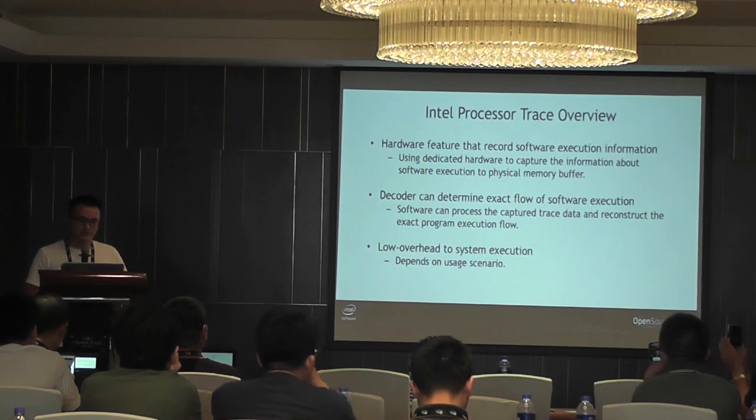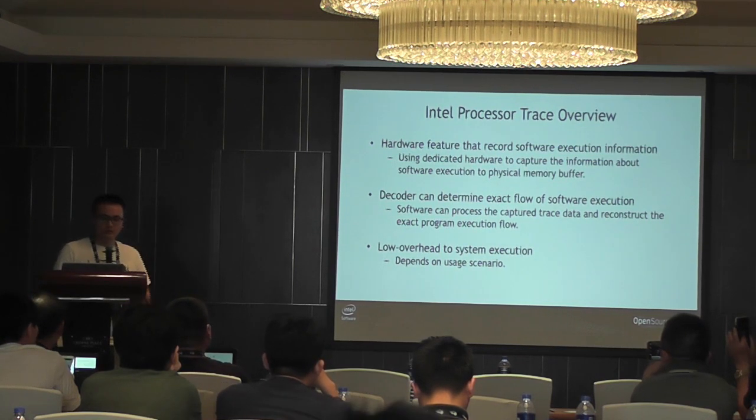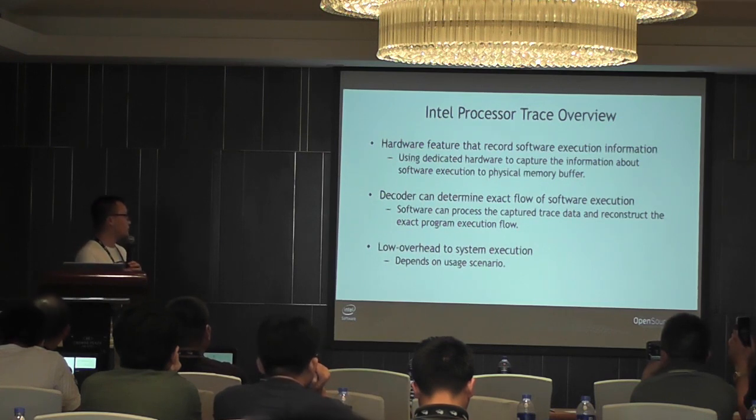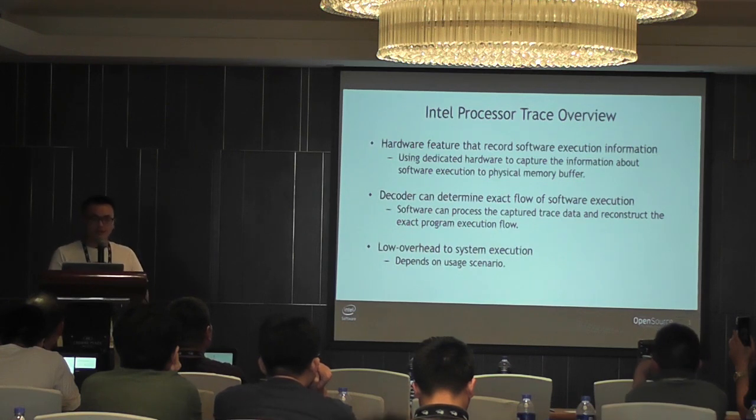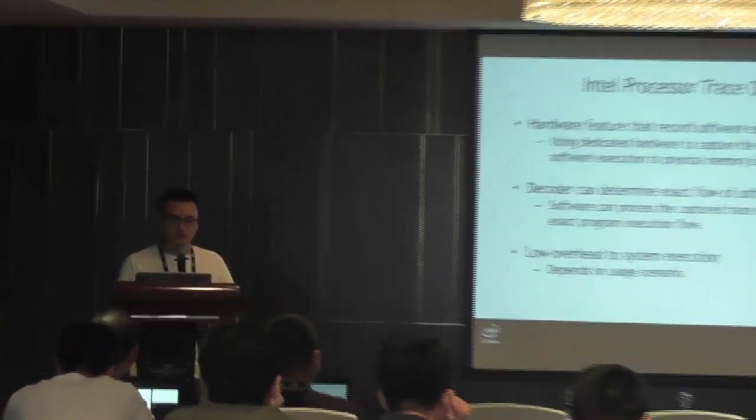This page is the Intel Processor Trace overview. Intel Processor Trace is a hardware feature that records software execution information. It uses dedicated hardware to capture information about the software execution to a physical memory buffer. And the next step, we can use a decoder to determine the exact flow of the software execution.